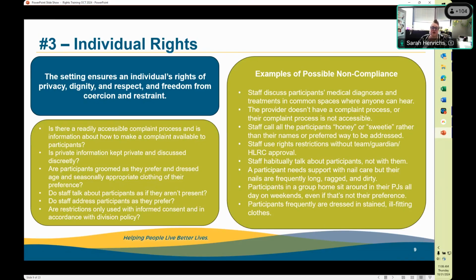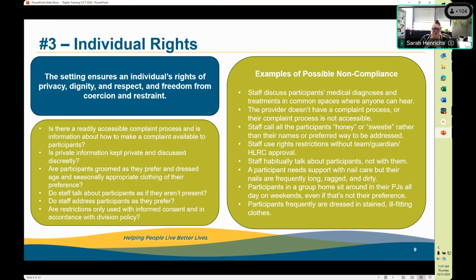If staff called all of the participants honey or sweetie rather than their names or how they prefer to be addressed. And I know that there are some people that just kind of do that with literally everyone they encounter. So, you know, reminding them that it's important to address people how they want to be addressed. And some participants don't care, some might. But sometimes that happens in ways that is kind of, I'll use the word again, infantilizing to our participants. And that's really not okay.